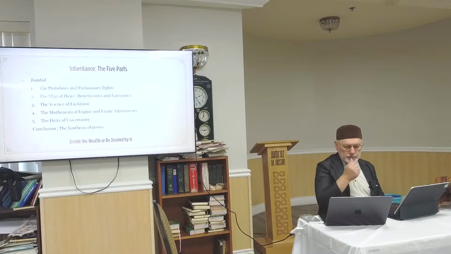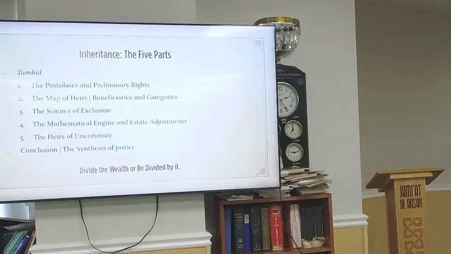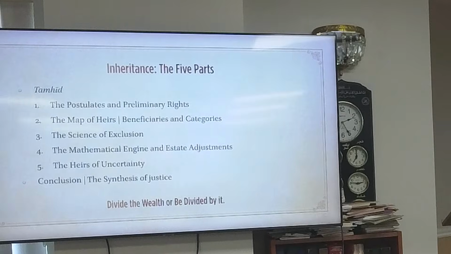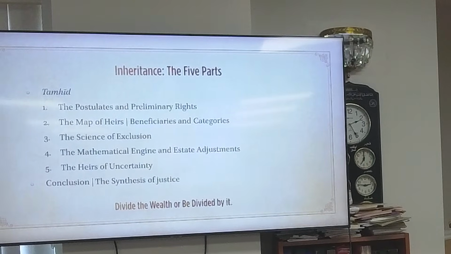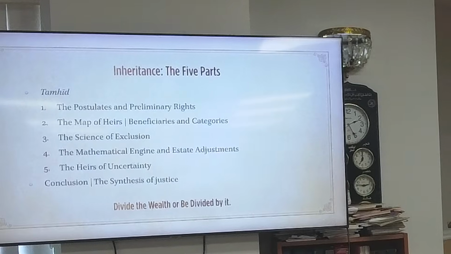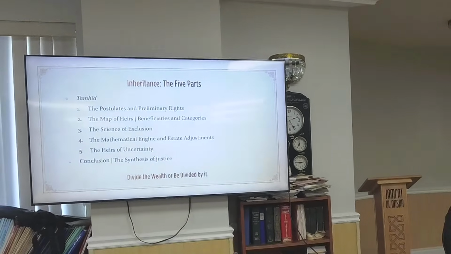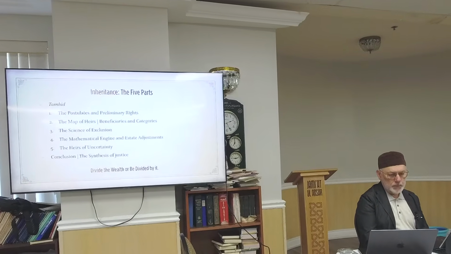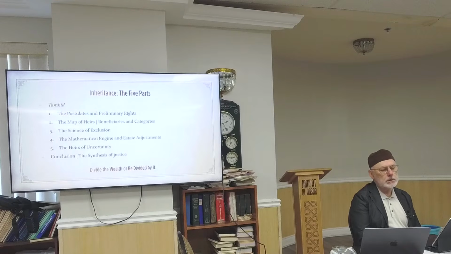Again, there are 5 parts or 5 chapters. So there are some postulates, some preliminary principles. Then we want to understand the map of the heirs, the beneficiaries and categories. There is one important chapter, which is the chapter of exclusion. Without knowing who's excluded, who's not, we cannot begin to distribute the shares. We want to know who's excluded, whether fully or partially.